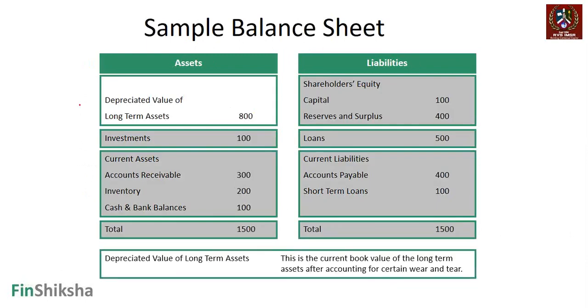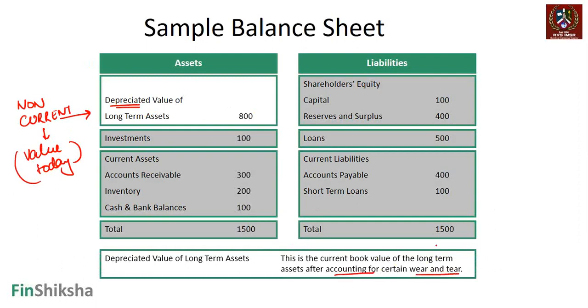The first one that you see is the depreciated value of the long-term assets. We'll come to the term depreciated value at a later point of time, but typically you have what is the non-current assets for your firm, right? You're trying to find the value of these today, right? There are other connotations into this and we will discuss those as we go along, but broadly you are trying to find the value of these today. That's what is called the depreciated value of the long term. This is the current book value of long-term assets after accounting for certain wear and tear.